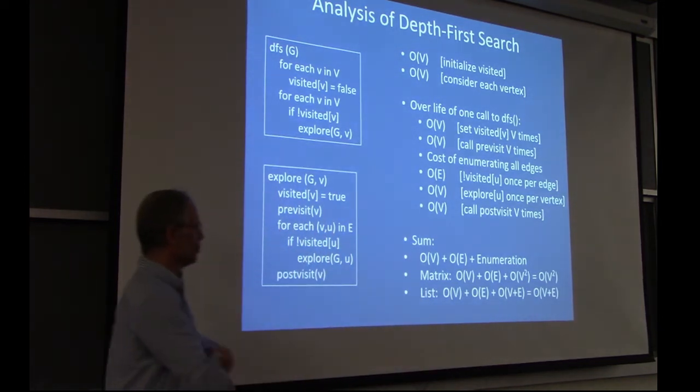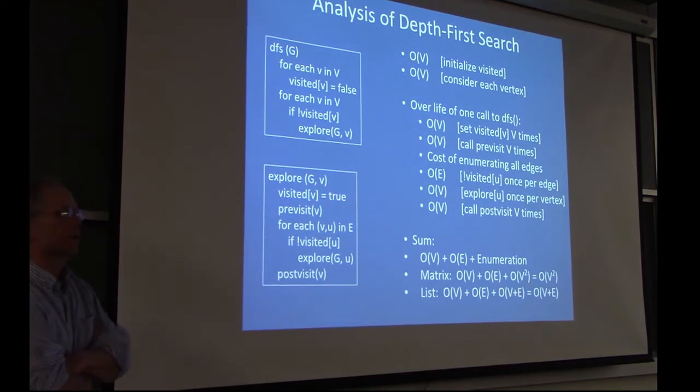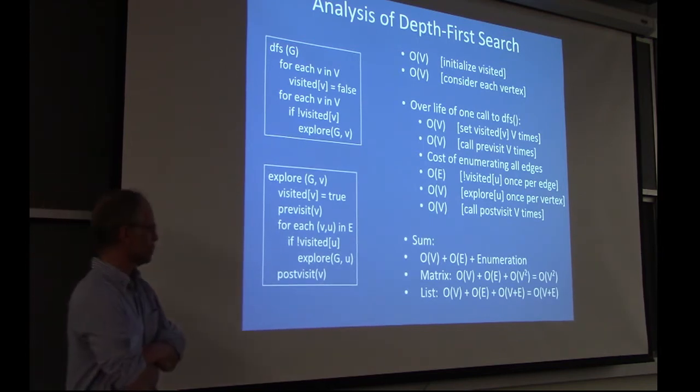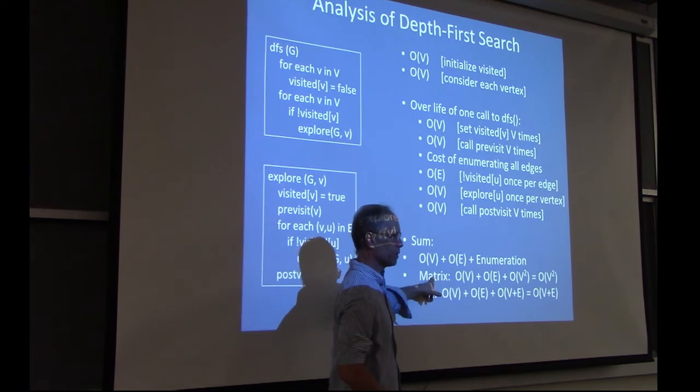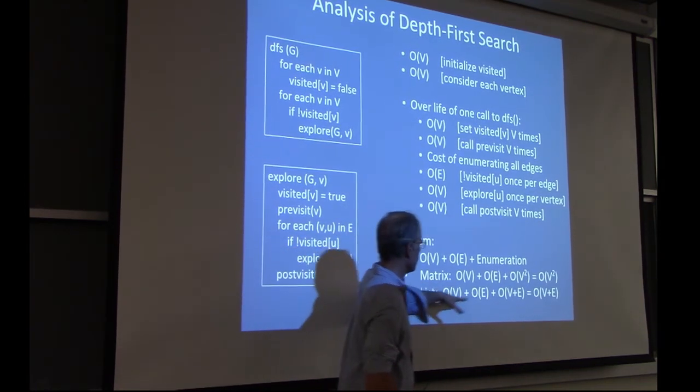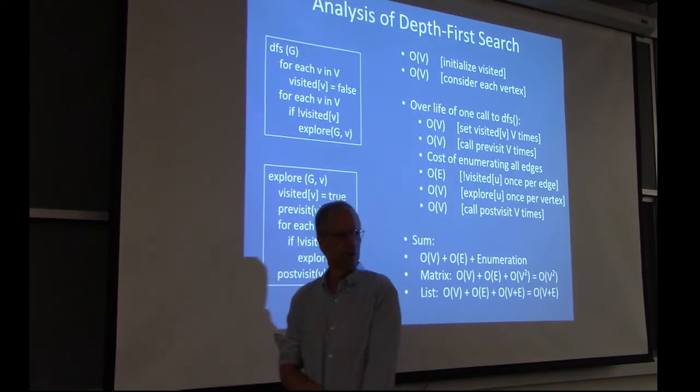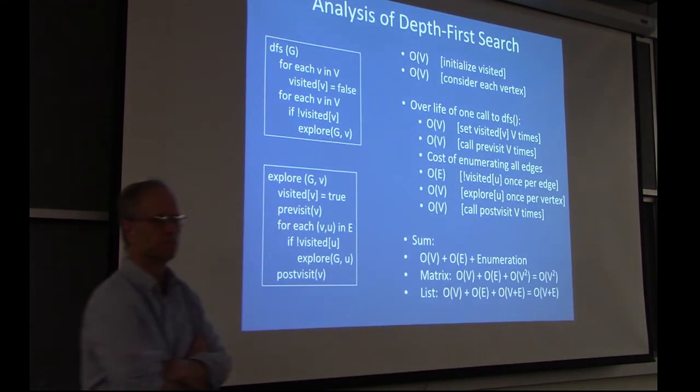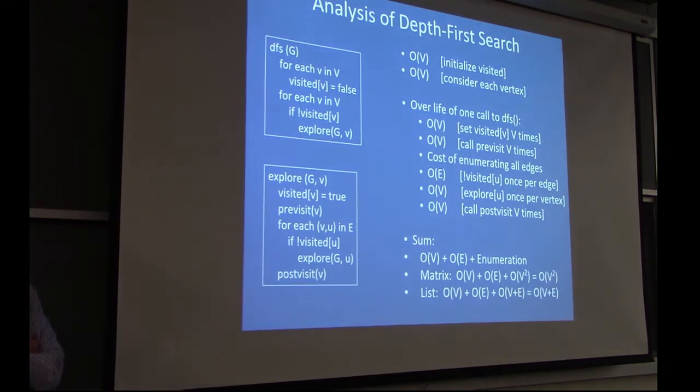So I put the question to you, could we do better? Is it possible there's a depth first search that will do better than V squared on a matrix? Or a depth first search that will do better than V plus E on a list? Or is this algorithm optimal in some sense? What do you think? Could someone smarter than all of us come up with a V log V depth first search algorithm on an adjacency matrix?